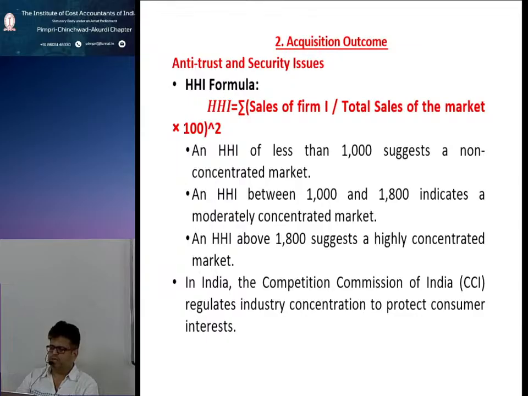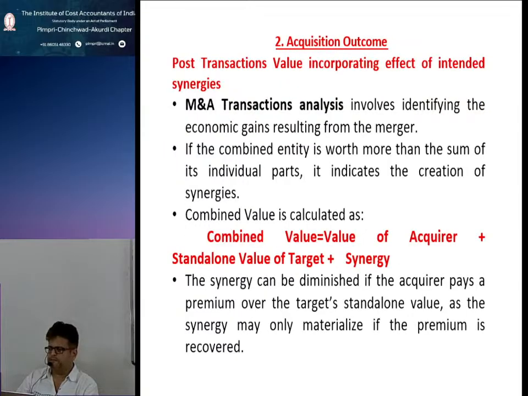So the HHI formula is: HHI is equal to the summation of (sales of firm 1 divided by total sales of the market, into 100) raised to 2. So square of the sum. An HHI of less than 1000 suggests a non-concentrated market, whereas an HHI between 1000 to 1800 indicates a moderately concentrated market, and an HHI above 1800 suggests a highly concentrated market. In India, the Competition Commission of India (CCI) regulates industry concentration to protect consumer interest.